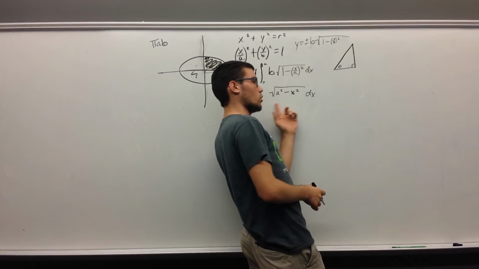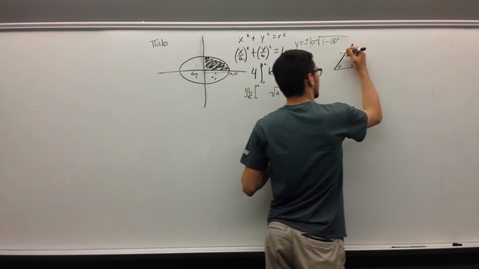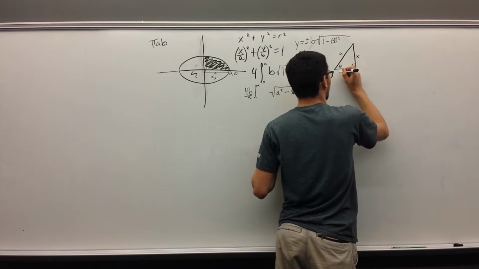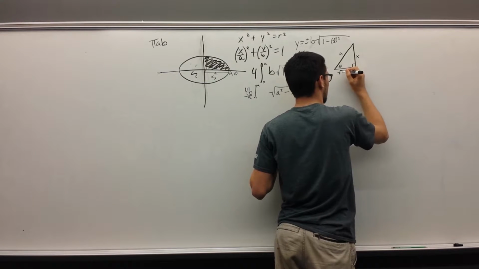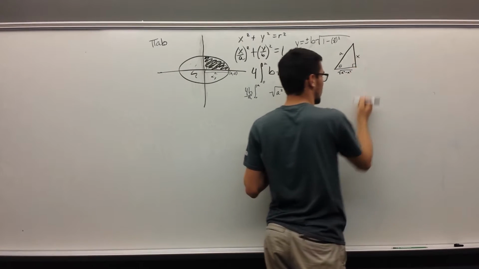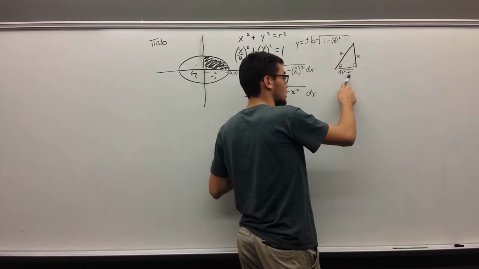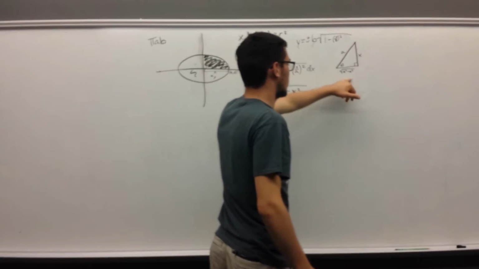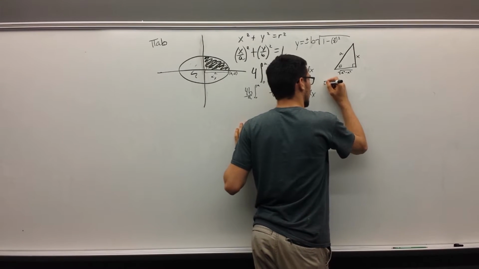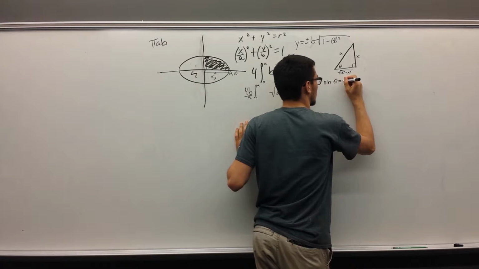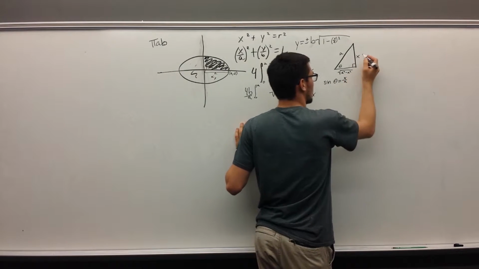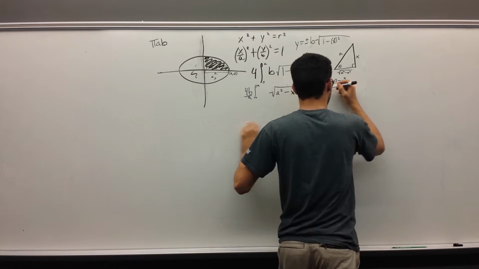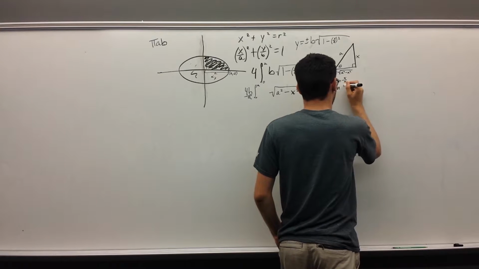Coming back over here, if you think back to the Pythagorean theorem, the square root of a squared minus x squared is going to be one of the legs. If a is the hypotenuse and x is the other leg, then this leg is the square root of a squared minus x squared, because if you square this and add x squared, you get a squared. Now you can take sine of theta equals x over a, opposite over hypotenuse, and move that around to get x equals a sine theta.